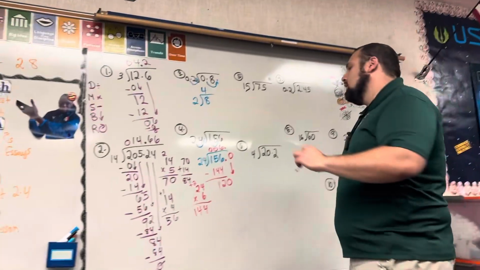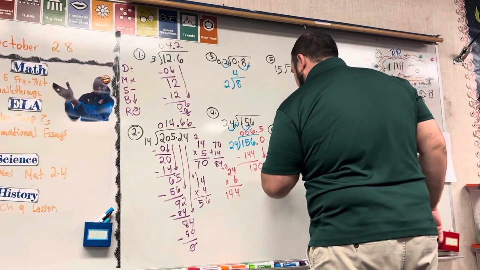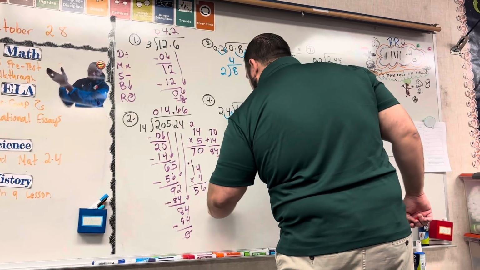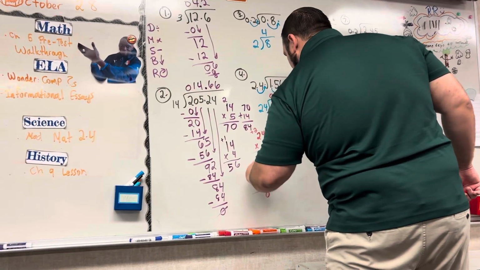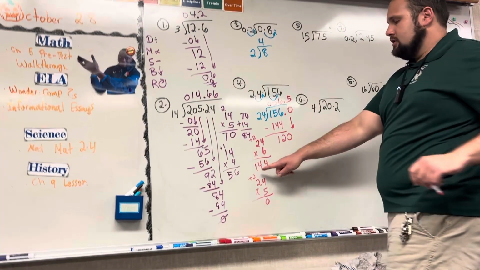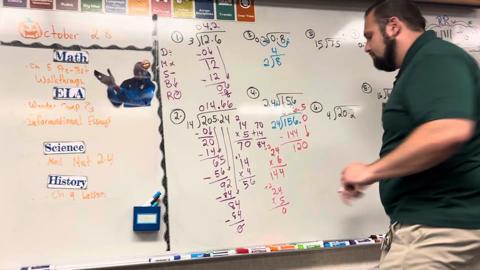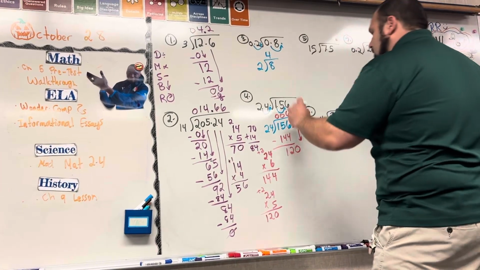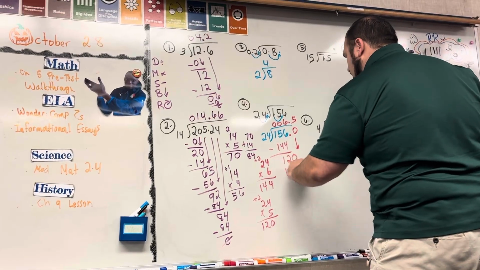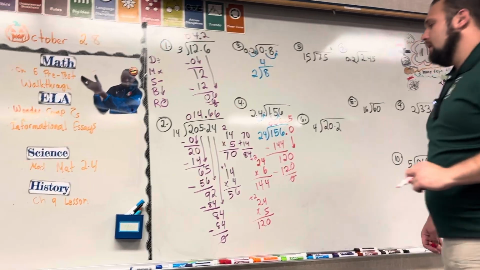24 goes into 120 5 whole times. And I can double check that. 24 times 5. 5 times 4 is 20. Carry the 2. 5 times 2 is 10. Plus 2 is 12. So it goes in there 5 whole times. So your answer is 6.5.